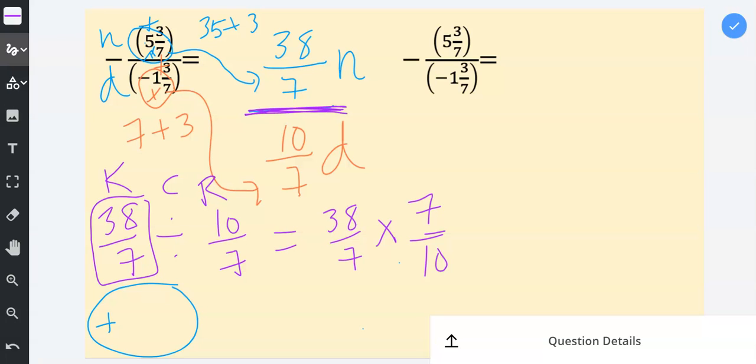From here, I think it's easier to reduce diagonally first, and then multiply the numerators, and then multiply the denominators. So I'm going to focus on this 7 and this 7. I can divide 7 and 7 by 7. 7 divided by 7 is 1. And up here, 7 divided by 7 is also 1.